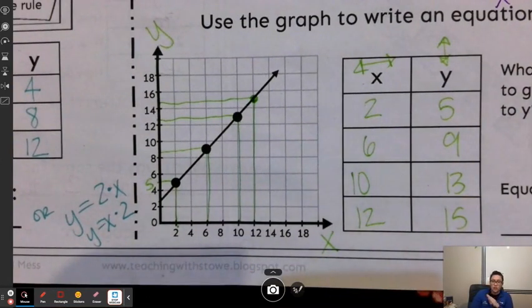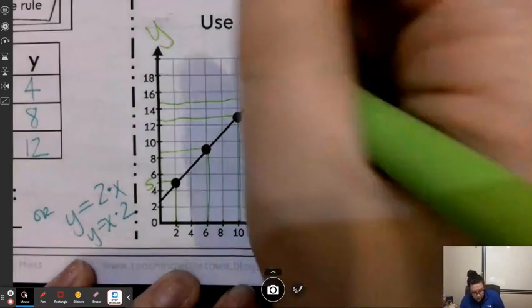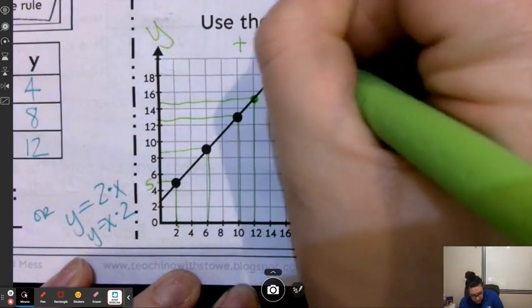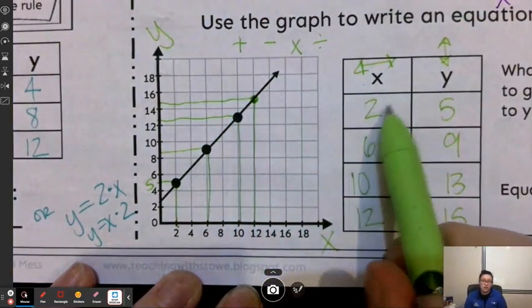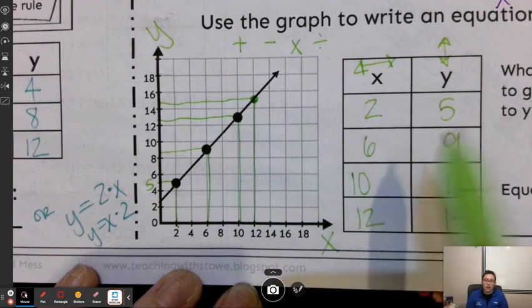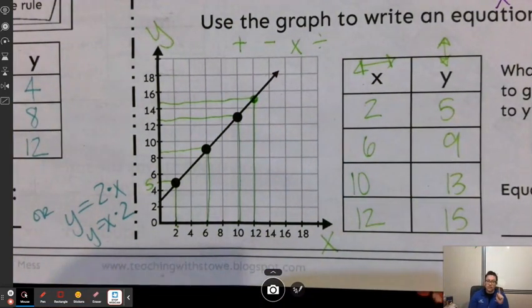All right, we've got our points. Now we need to find our rule. Are we going to add, subtract, multiply, or divide to go from the x to the y? Pause the video. Try finding that out on your own. Did you try it on your own? Did it work for all the different rows?